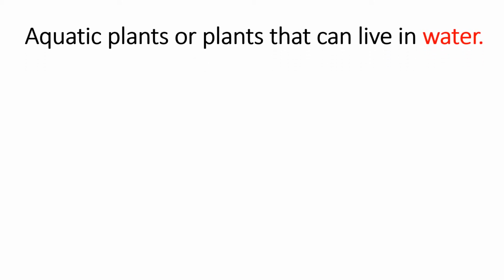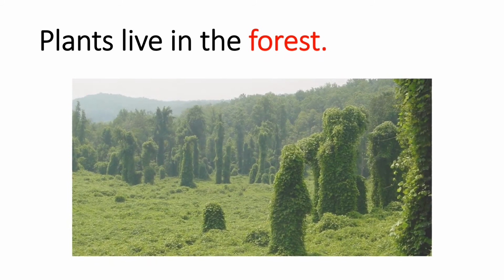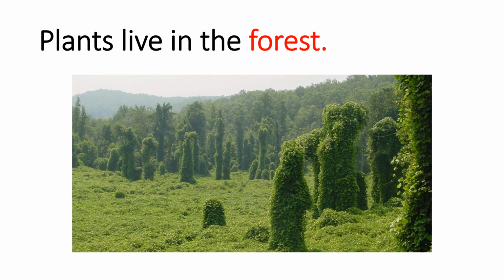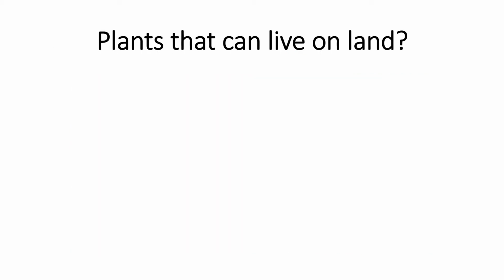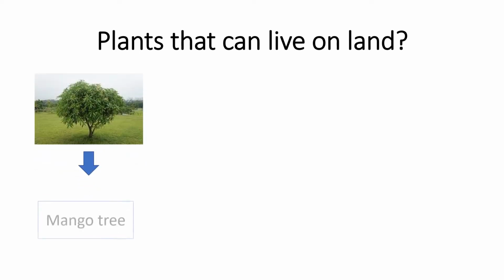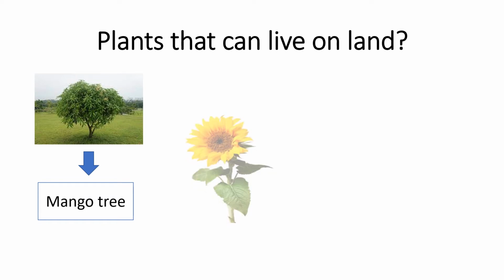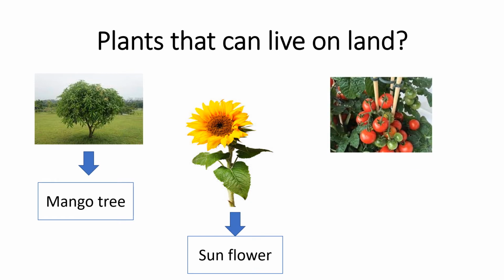Also in the water, for example, we have the so-called aquatic plants, or the plants that can live in water. And in the forest, so trees and any other kinds of plants can live in the forest. And now let's have the examples of plants that can live on land. So we have here mango tree and many other kinds of trees. I just took mango tree as an example, sunflower, and tomato. So these are just samples of plants that can grow or live on land.